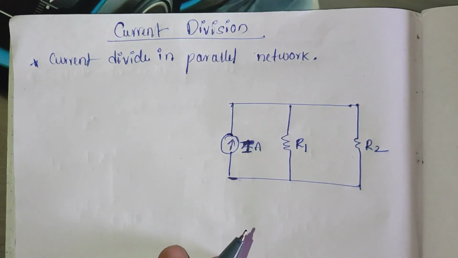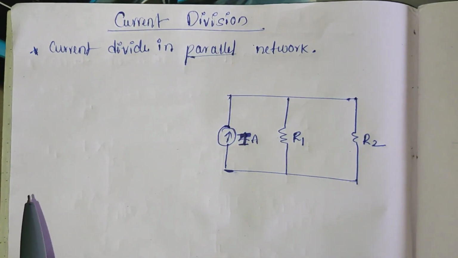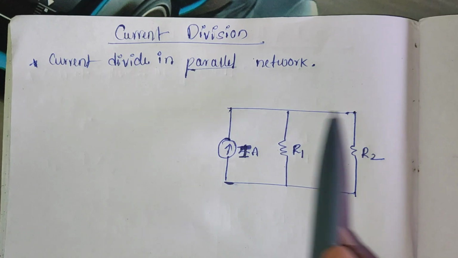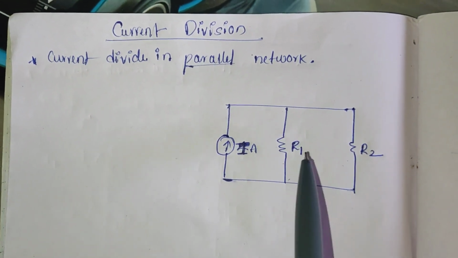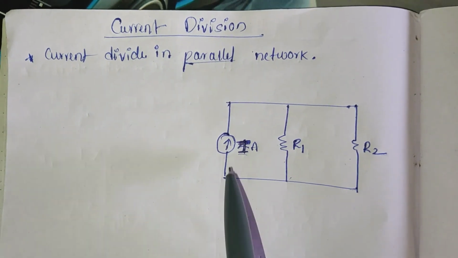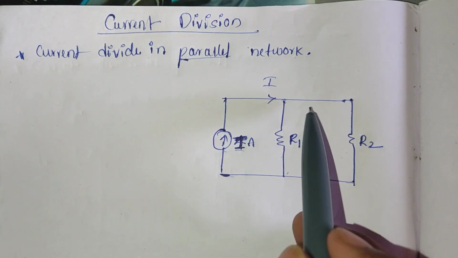Now let us try to understand the current division rule. As I told you earlier, current divides in a parallel network just as voltage divides in a series network. Here we have a parallel network. The same terminals are connected together. This is a parallel branch of R1 and R2 resistors, and we have a current source, that is I amperes. This is the current source symbol, and up to this point the current I will flow. After this point the current will divide into two parts.